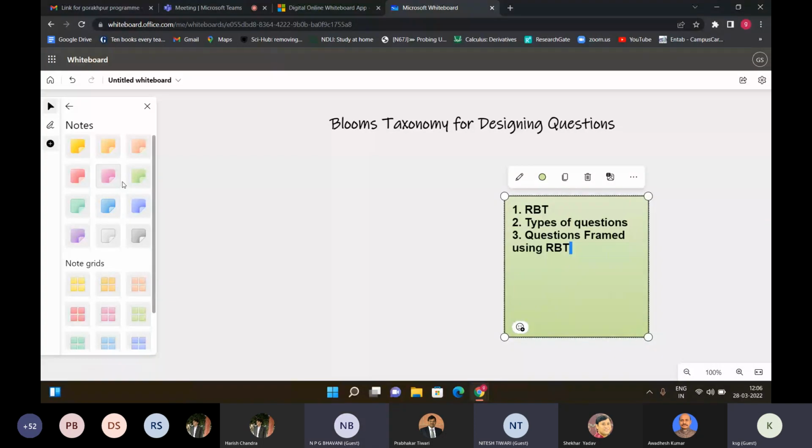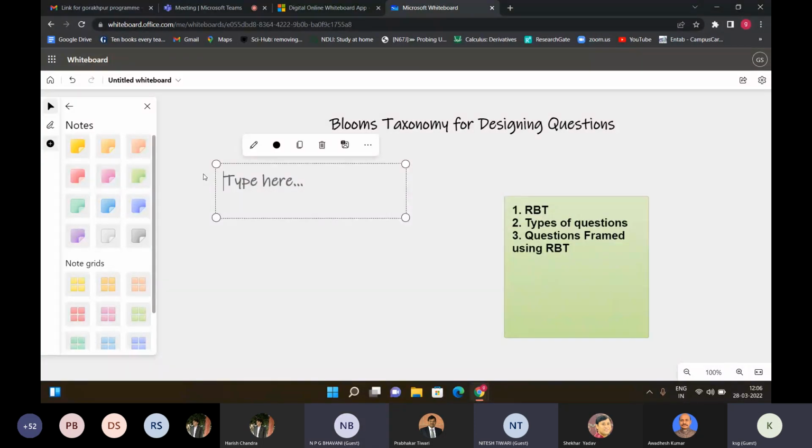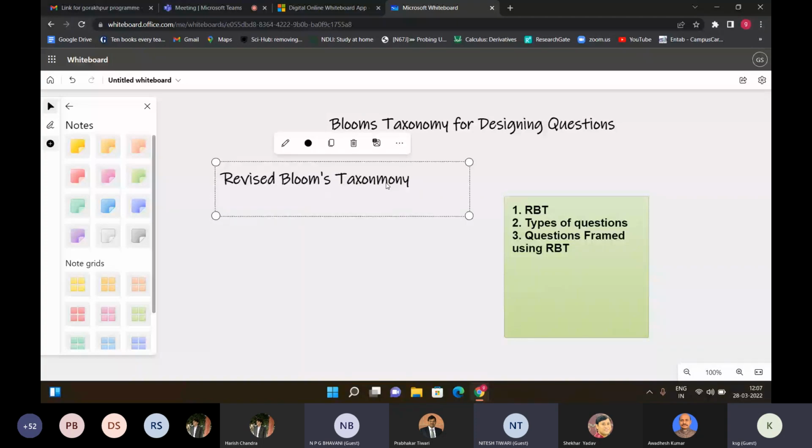The first one is, we need to look in detail at what the revised Bloom's taxonomy is, and we need to differentiate how this revised Bloom's taxonomy is different from the older version of Bloom's taxonomy. Many of you might be wondering in what way this Bloom's taxonomy is going to help an engineering college teacher, or a university which is mostly technical in nature. So the revised Bloom's taxonomy will be discussed.